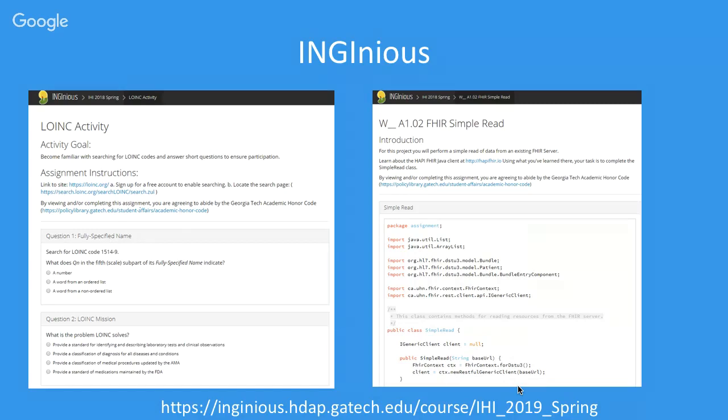So it's not out to get you for missing a semicolon. There's lots of opportunities to get it right, but it helps you learn about some things related to standards, related to interoperability, coding, and so forth.